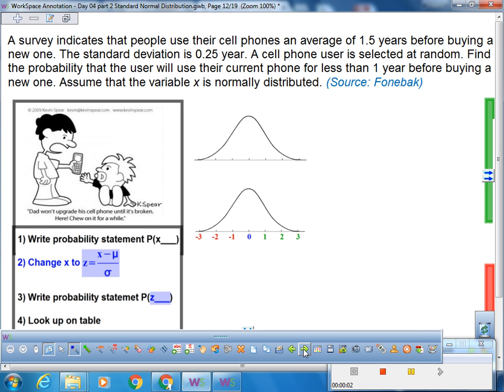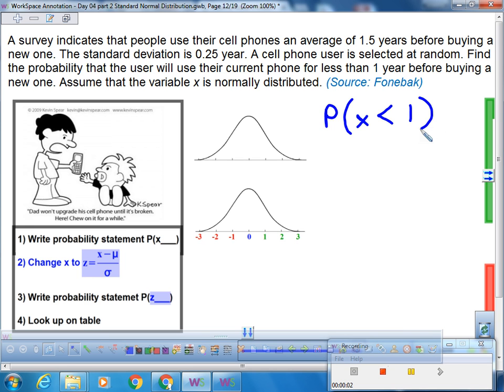Okay, all right, so here's one. A survey indicates that people use their cell phones on average 1.5 years before buying a new one. The standard deviation is 0.25. A cell phone user is selected at random. I'm looking for the probability that a cell phone user will use their phone for less than 1 year before buying a new one. Assume that the variable x is normally distributed.